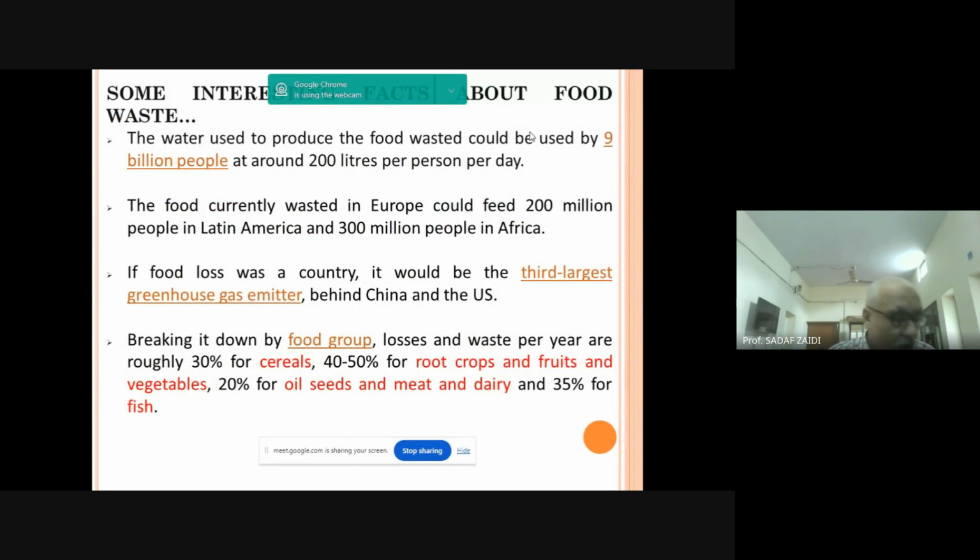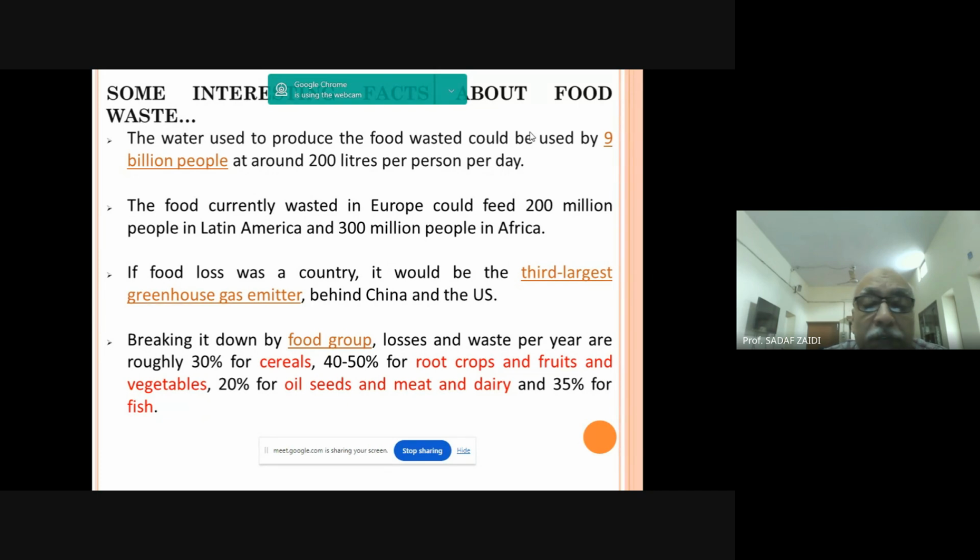Okay. Now let us see some of the interesting facts about food waste. Now the water used to produce the food wasted, how much is that? That could be used by 9 billion people at around 200 liters per day per person. The food currently wasted in Europe could feed 200 million people in Latin America and 300 million people in Africa. So the food that the Europeans are wasting could be used to feed 200 million people in Latin America and 300 million people in Africa.